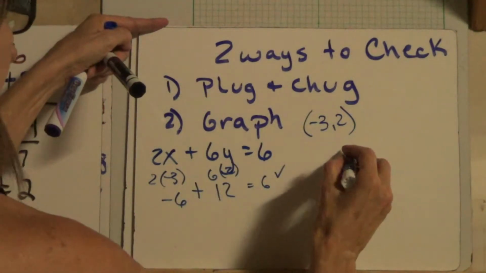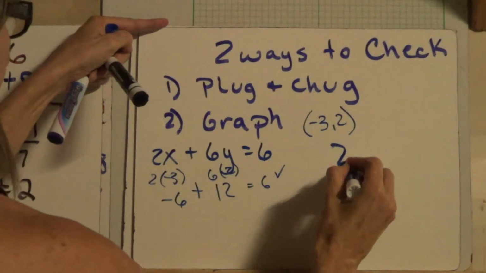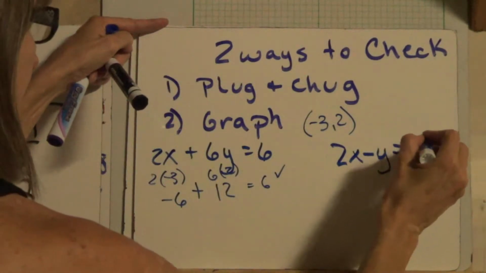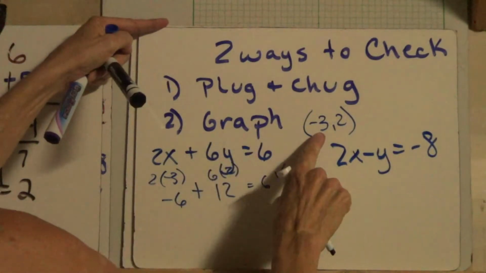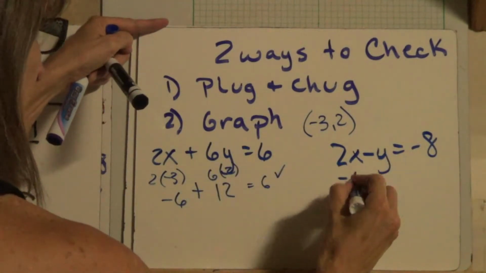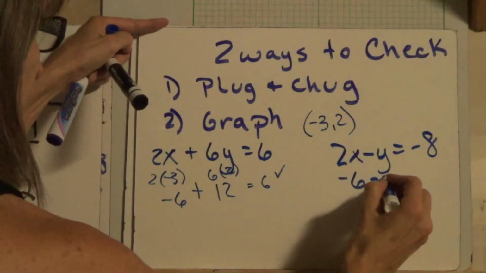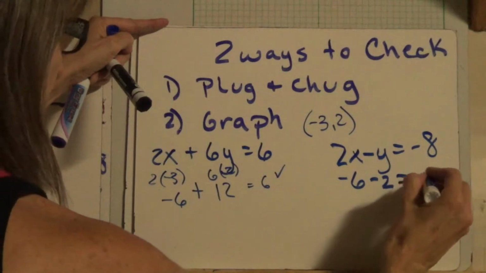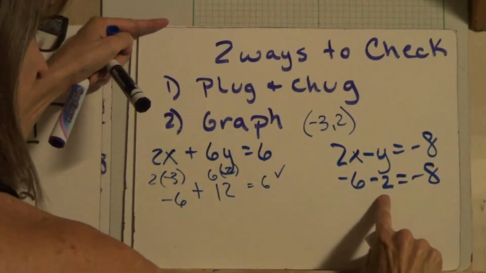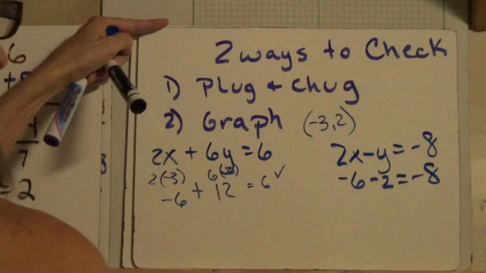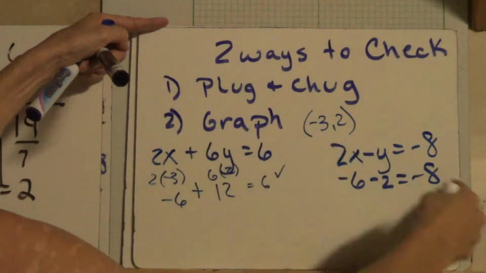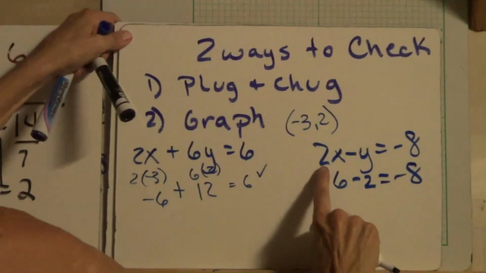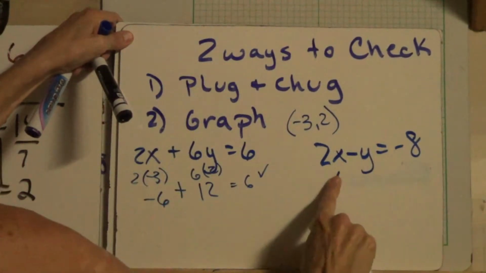Now looking at the other graph was 2x minus y equals negative 8. 2 times negative 3 is negative 6 minus 2, because we plug in the positive 2 and there's a minus there, equals negative 8. These are all red, these are all red, that would just make more red. So by plug and chug, we've checked it. Now let's check it by graphing. Just erase down here and we'll figure out our graphs.